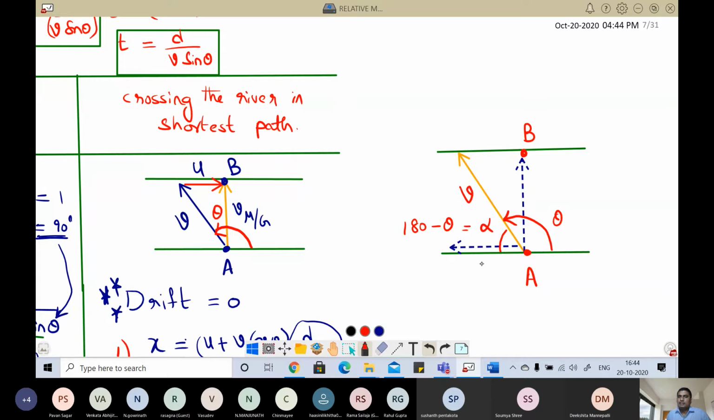Or otherwise, directly, instead of alpha, I'll take 180 minus theta as this angle. Now what are these components' values? This is V cos of 180 minus theta and this is V sin of 180 minus theta, in terms of theta. Now what is cos of 180 minus theta? Aditya, what is cos of 180 minus theta?